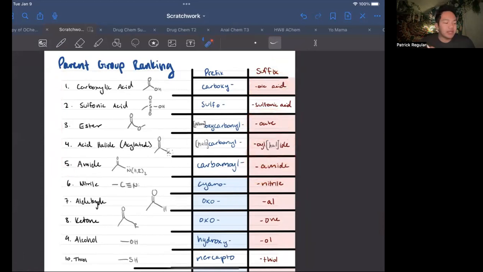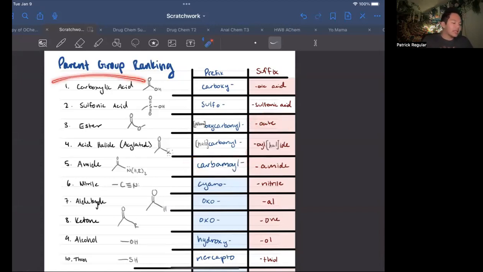Because remember, suffixes mean that they're the parent group. So if you have an ester, you know that your suffix is going to be some kind of -oate, like benzoate, okay? You're rarely going to see them as a branch substituent group, like carbamoyl. You're not going to really see that, right? And that makes sense because the only way you would have this as a prefix is if you have something a lot higher be the suffix.